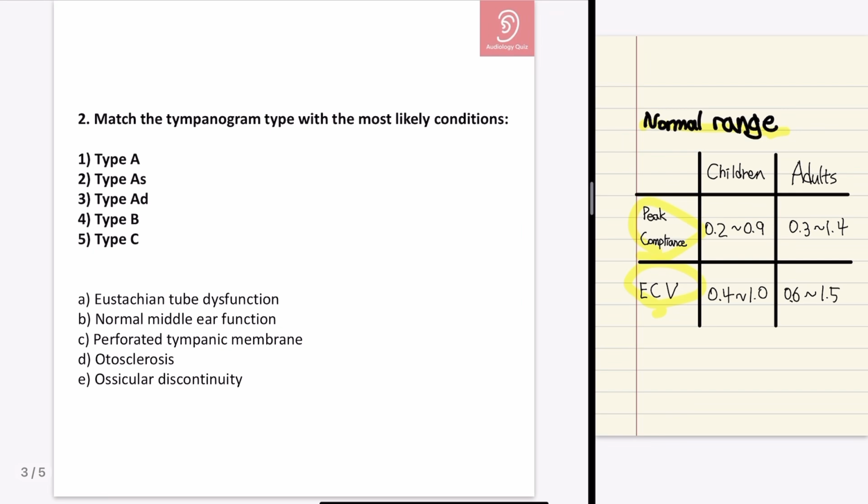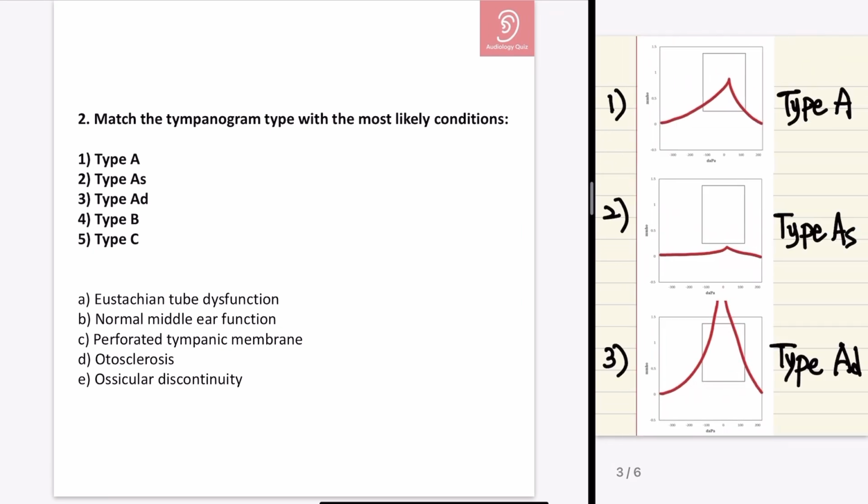Next, question 2. 1. The correct match for type A is normal middle ear function. A type A tympanogram shows a well-defined peak around 0 daPa, meaning the tympanic membrane and middle ear system are functioning normally. This is the expected result in a person with no middle ear pathology.